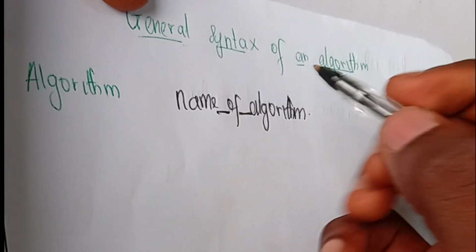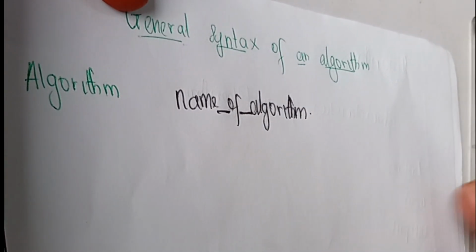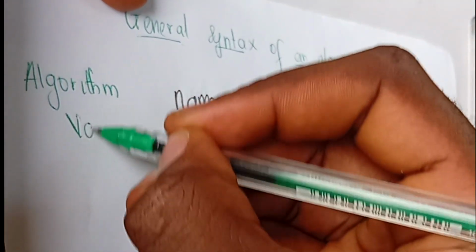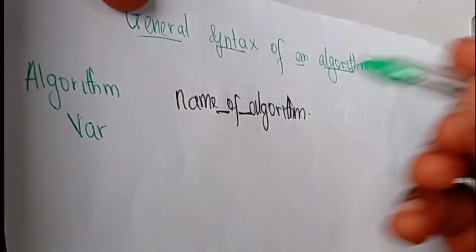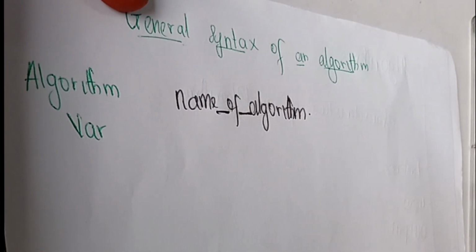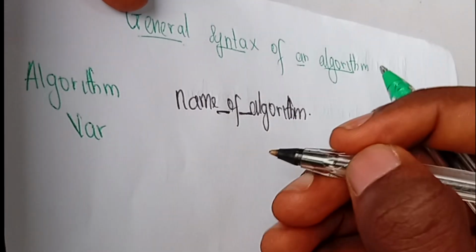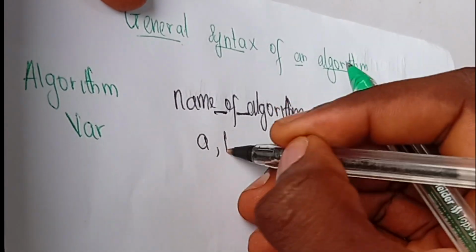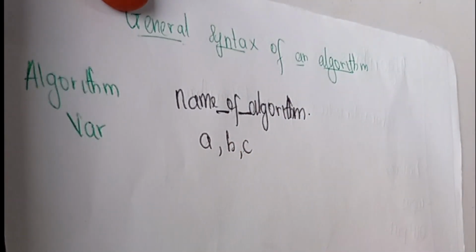The name of an algorithm cannot contain any space, so we don't put spaces in the name. The next thing we want to do is the variable declaration. The variable can be anything. It's simply a value in which data is stored. So you can decide for your variable to be A, separated with a comma, B, C, and whatsoever.